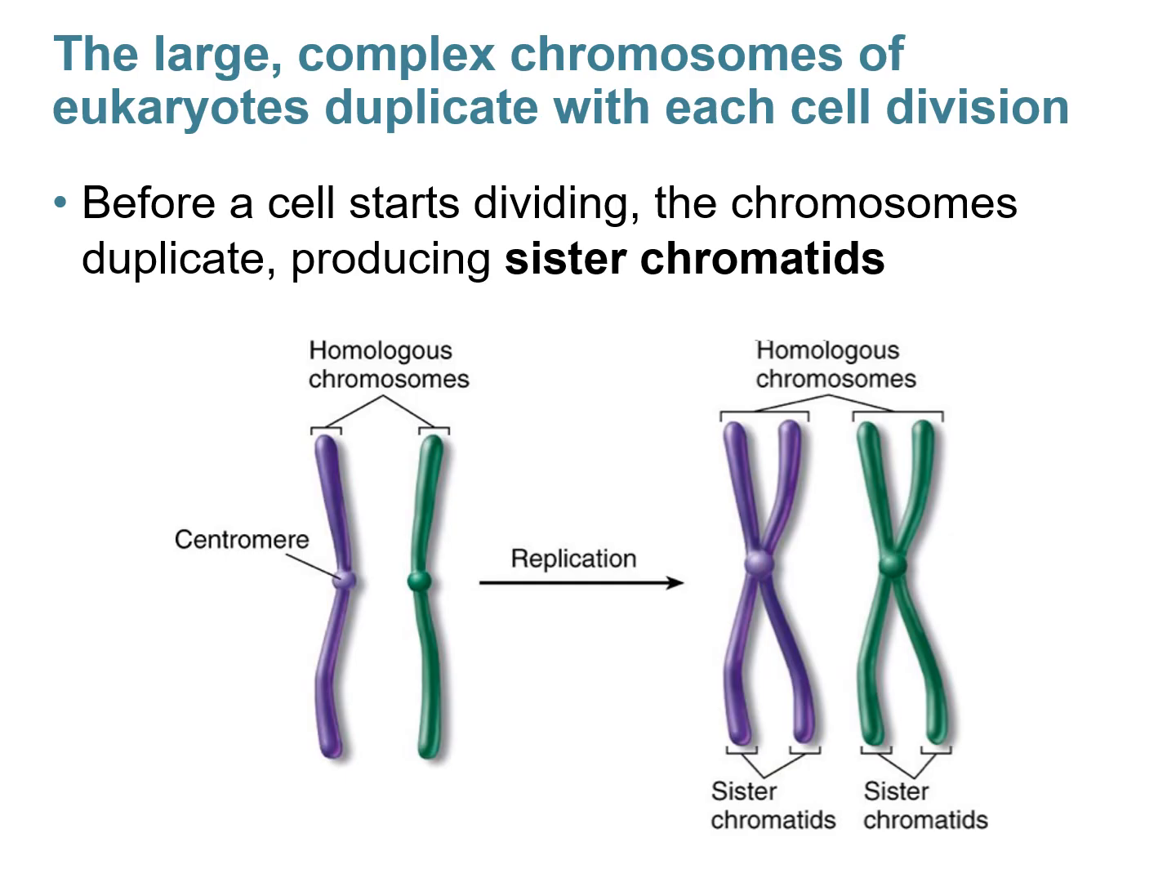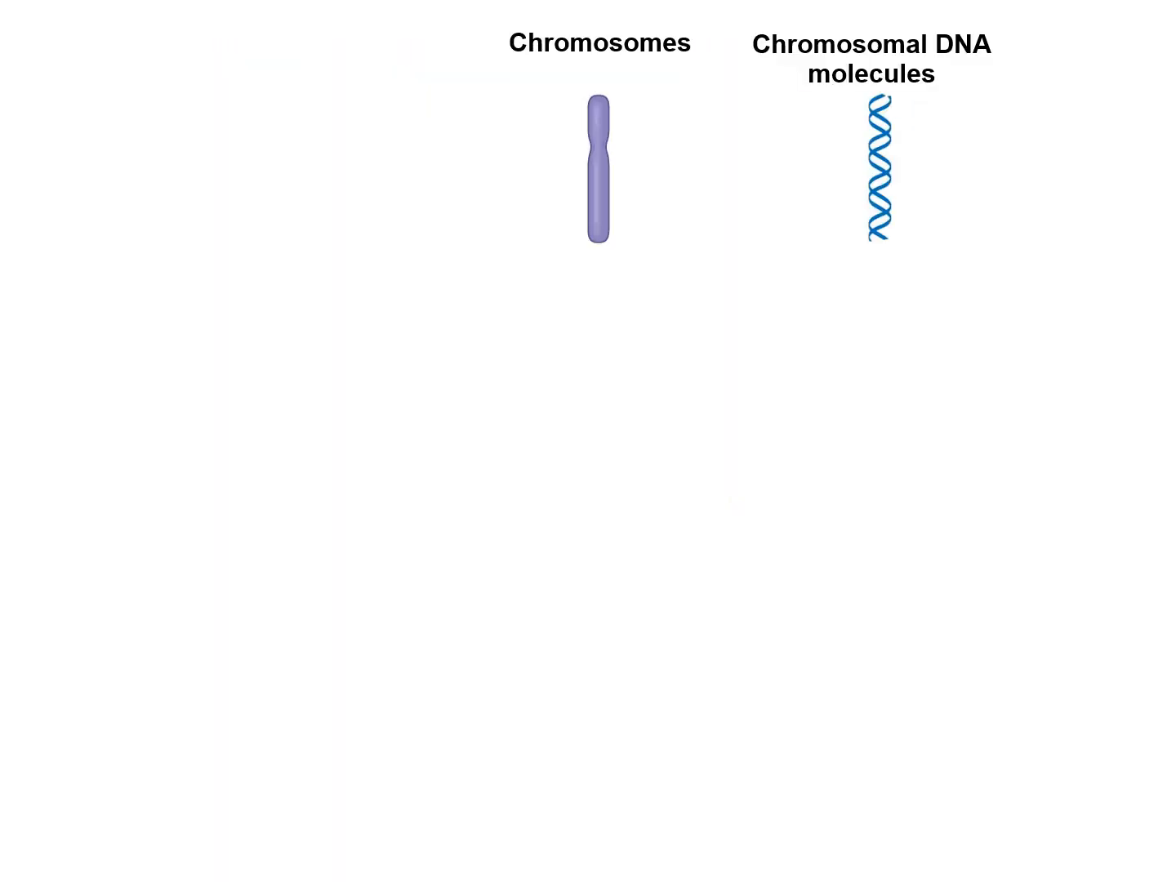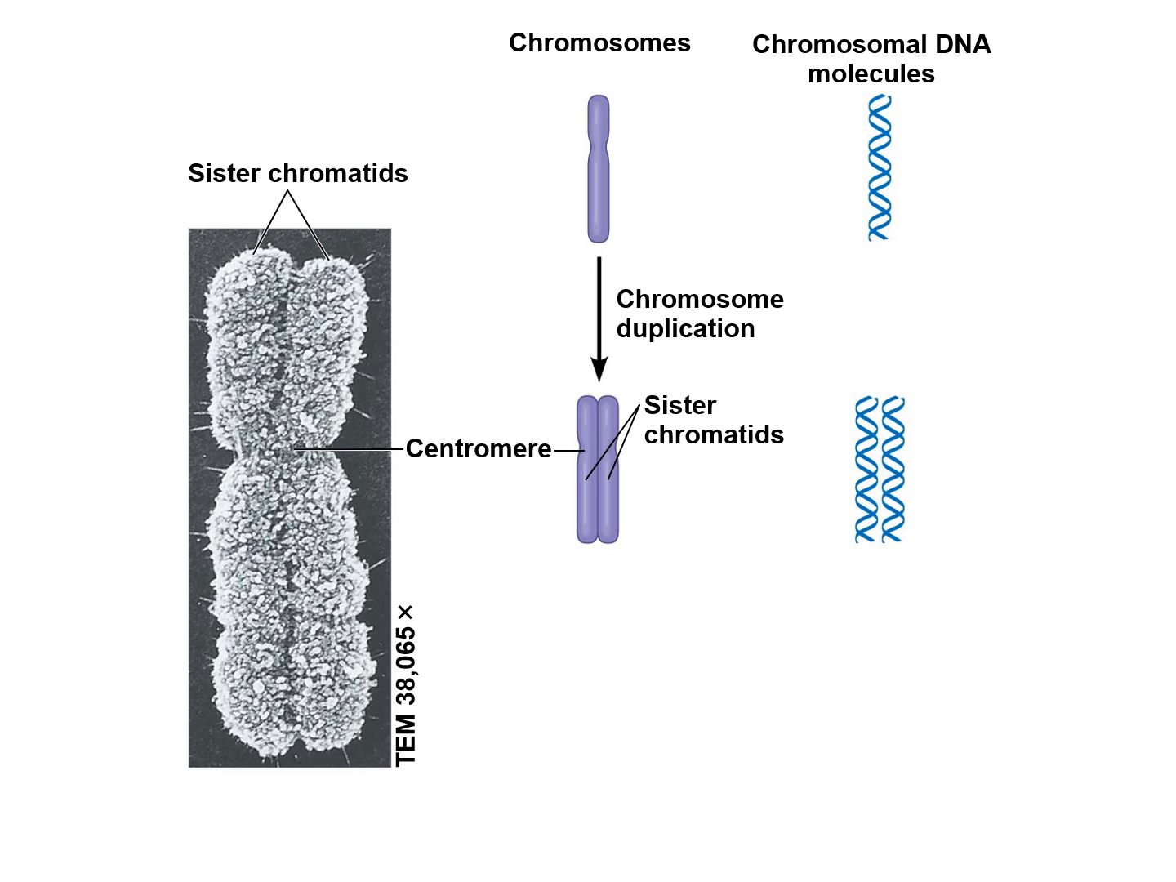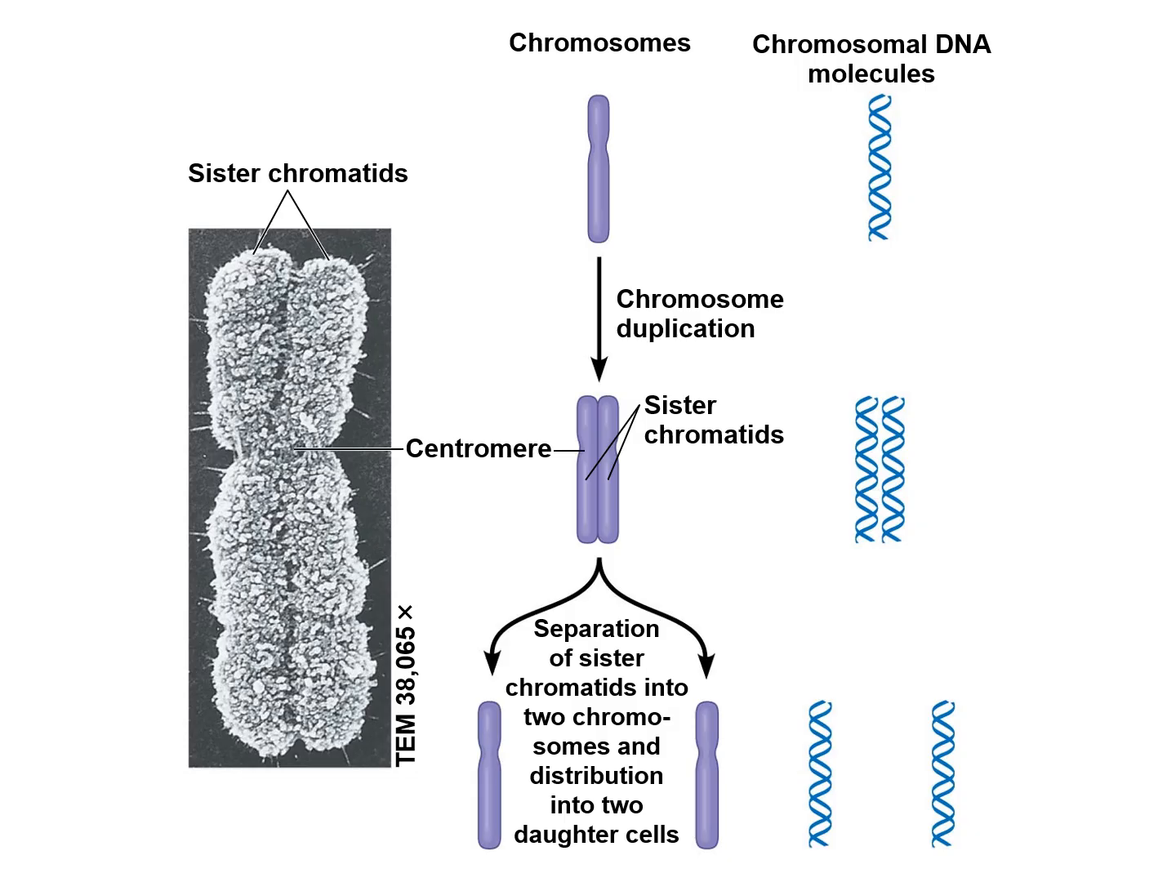So the basic idea here is that we'll start with chromosomes, which are DNA molecules. We'll duplicate each chromosome to form sister chromatids. They're going to look like our actual little X connected by the centromere. And then we're going to separate these identical sister chromatids into each of the two daughter cells. Now, it's not quite as simple as that.